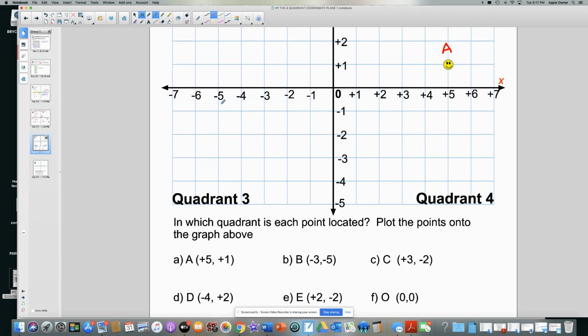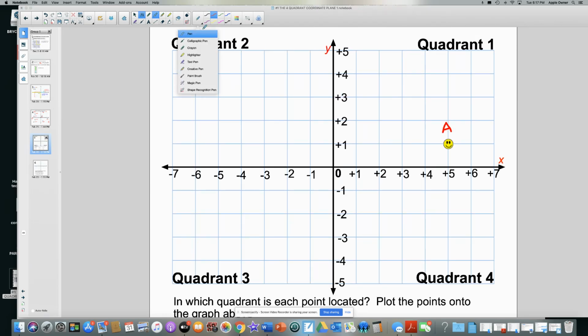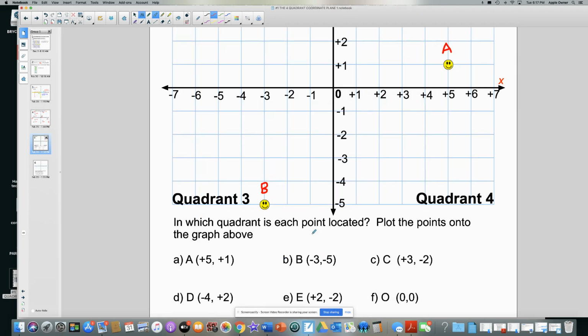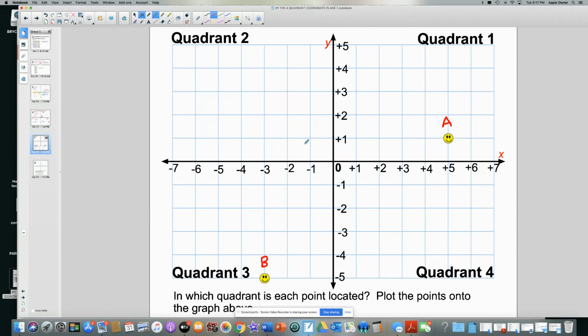B is -3, -5. So if we go back, -3, -5. So we're actually going to go down, and it's actually going to be in quadrant 3. C, 3, -2. Well, 3, -2. So we'll be down in here. Okay. And that one will be C.